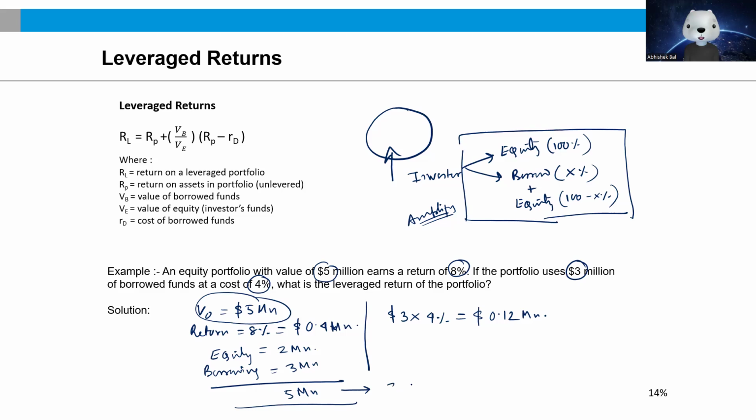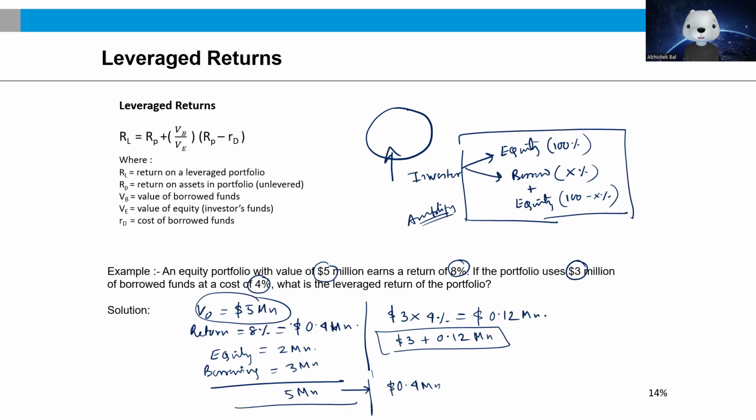0.4 million. Of course, at the end of the year, the investor will first require to retire the debt he has taken from the bank. So this portfolio is deemed to be liquidated. He will recover his equity as well. So the 3 million, of course, will be paid back to the bank. In addition, 0.12 million will have to be paid as part of the interest. Where is this going to come from?